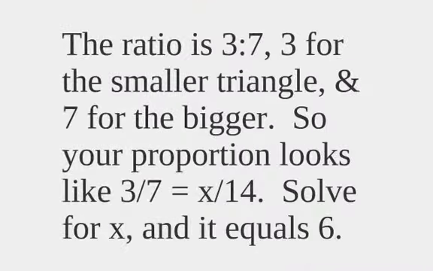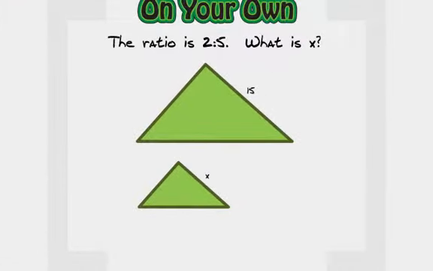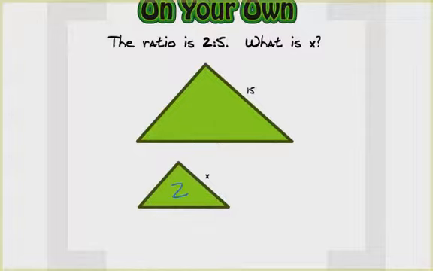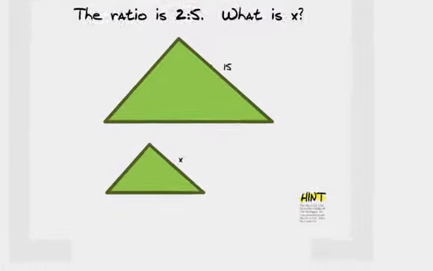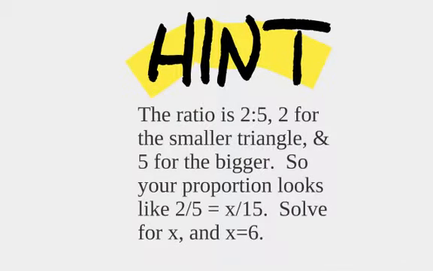Let's keep going. All right, why don't you do this one? Ratio is 2 to 5, what's x? And just a quick note there, usually if I say the ratio is 2 to 5, that means the small one is 2 and the big one is 5. All right, let's do it. You got it? The top one's 5. How do you go from 5 to 15? Multiply by 3. So how do you go from 2 to x? Multiply by 3 again, and it's 6.